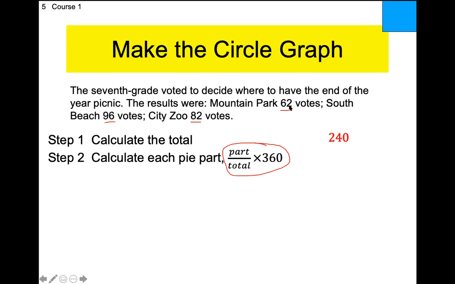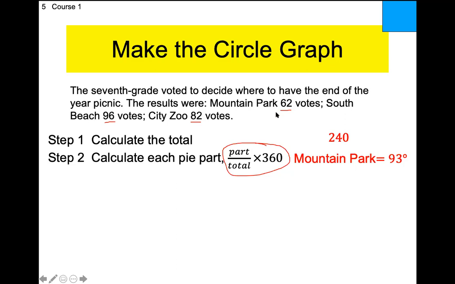The first time, we're doing Mountain Park, there were 62 votes. So 62 is the part. The total is what we just calculated in step 1, adding up all the votes. I'm literally going to grab my calculator and do that math; you can use a calculator too. That's 62 times 360 divided by 240. Typing that into my calculator, I get 93, and that's the degrees for that individual piece, for the kids that want to go to the mountain: 93 degrees out of 360 degrees.